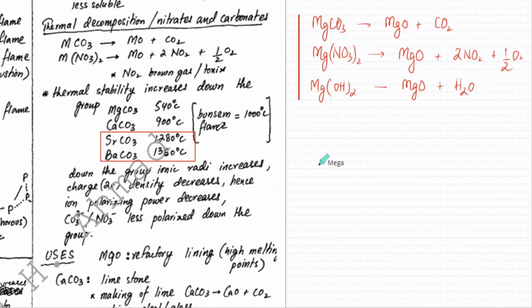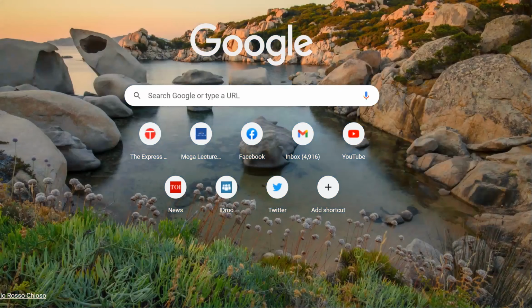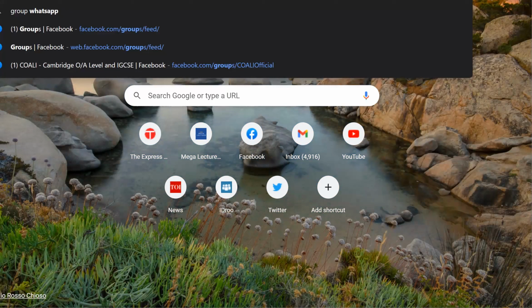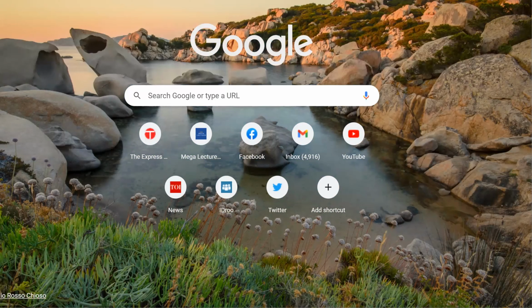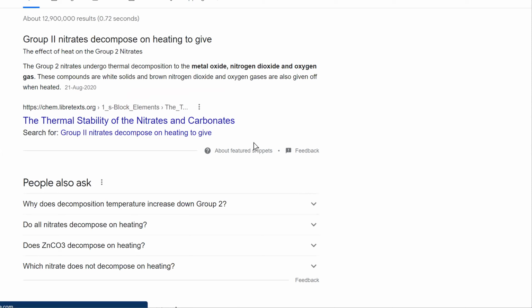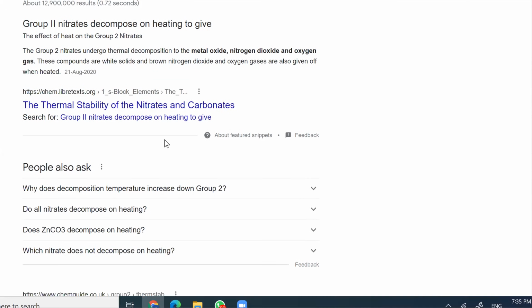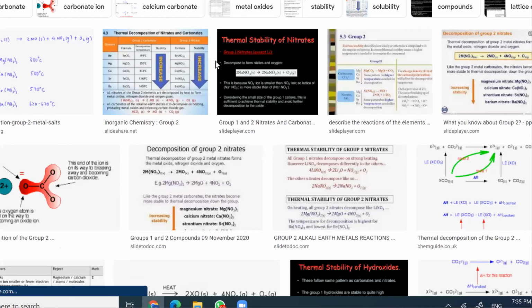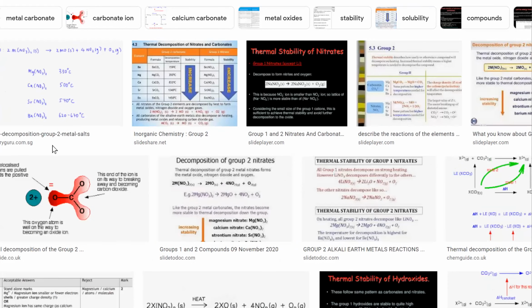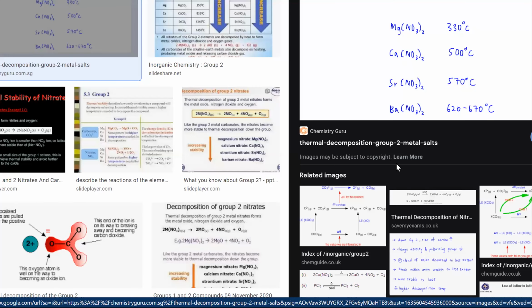And the decomposition temperature of nitrates is not given, so I can just copy paste that. Group 2. So maybe it's given somewhere, just a second. Actually, this over here is for nitrates. We can copy this.